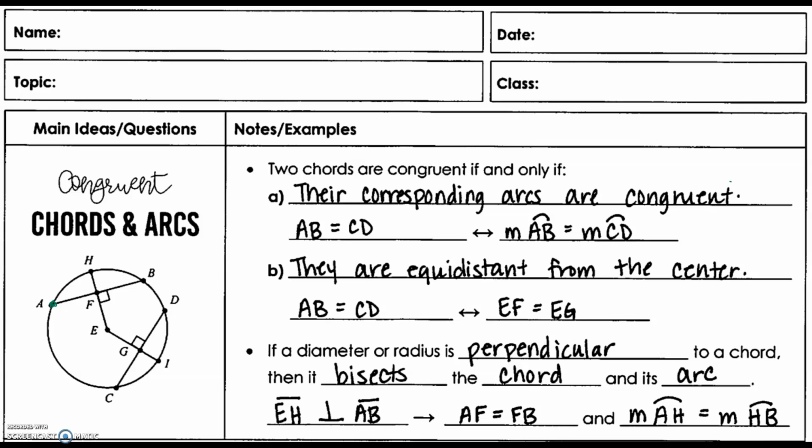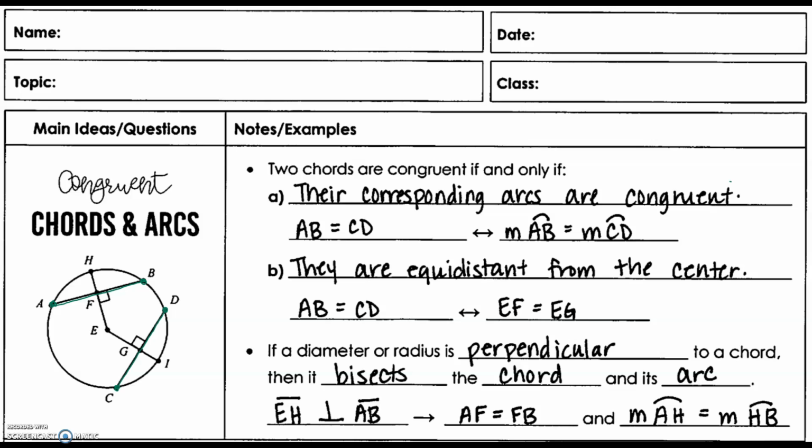Today's lesson is going to be on congruent chords and arcs. So remember that a chord is a line segment that intercepts a circle at 2 points. So like AB is a chord and CD is a chord.